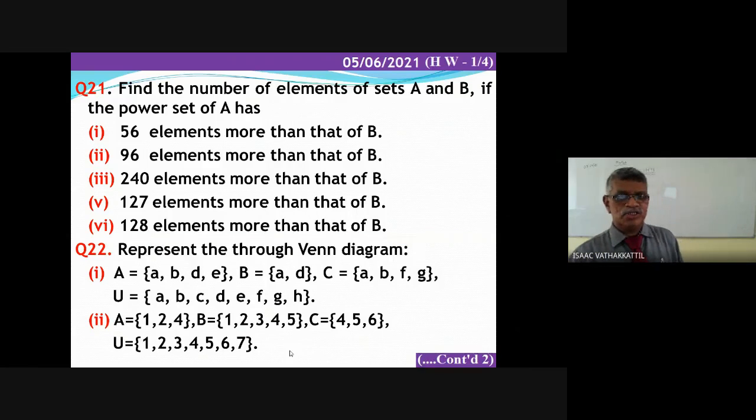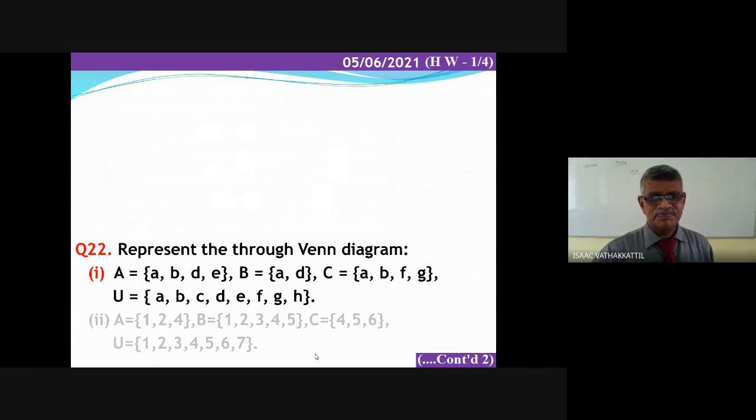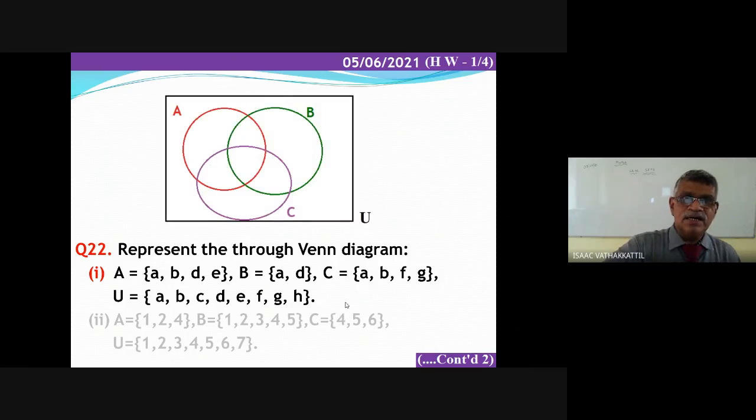Now the next question is to represent through a Venn diagram. Did you find difficulty here? A is {a, b, c, d, e}. B is {a, d}. C is {a, b, f, g}. Universal set is {a, b, c, d, e, f, g, h}. We take the universal set as a rectangle. You have sets A, B, and C.